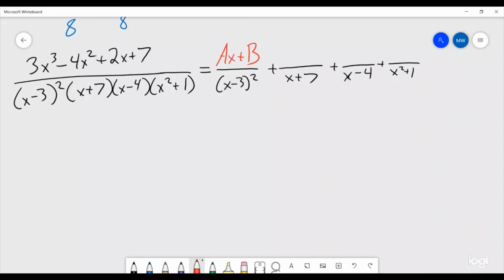The x plus 7, that is a line, so we get a constant on the top. X minus 4 is a constant. And then x squared plus 1 is a quadratic, so we get another line. So we get ex plus f. So we're going to have to go through and solve for 6 different variables. So we could multiply everything by this entire denominator, get a system of 6 equations, and then solve for them.